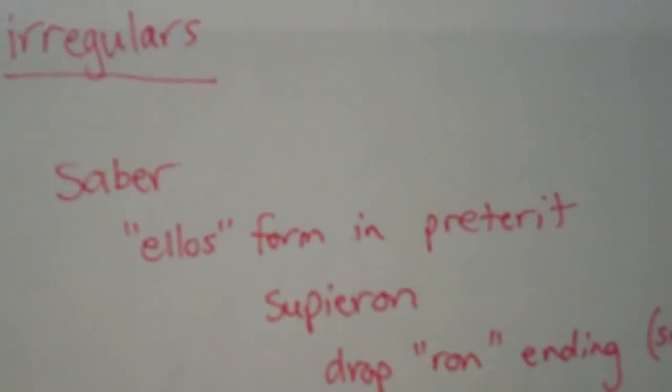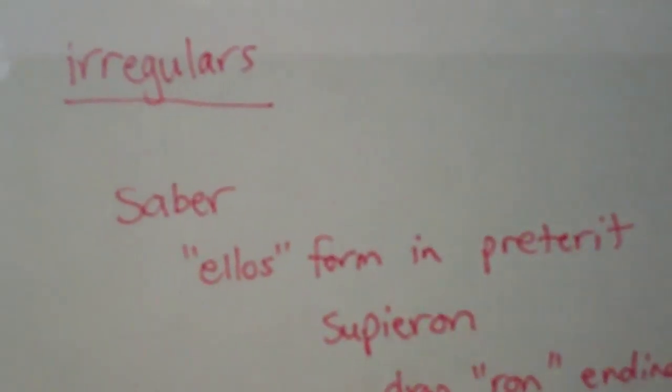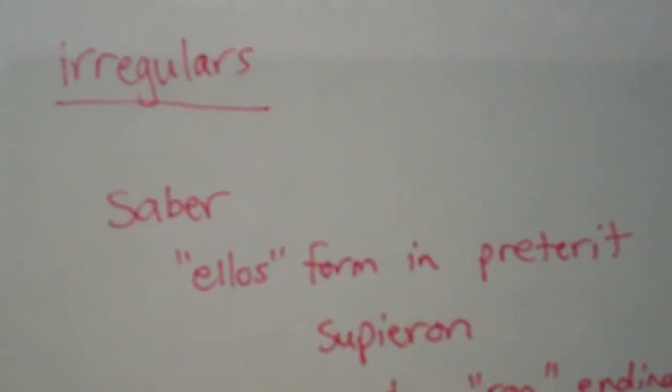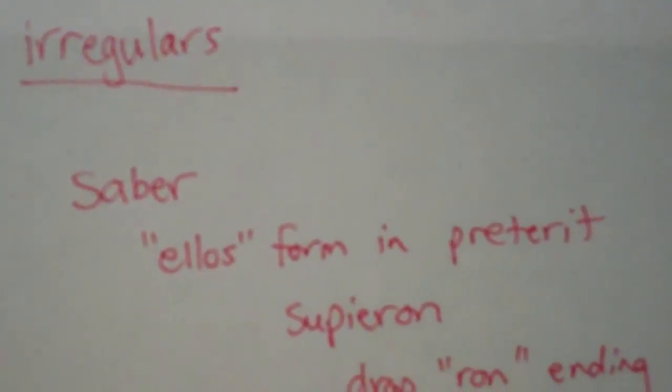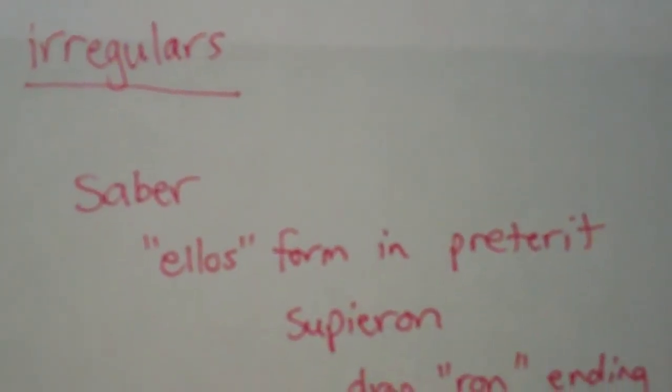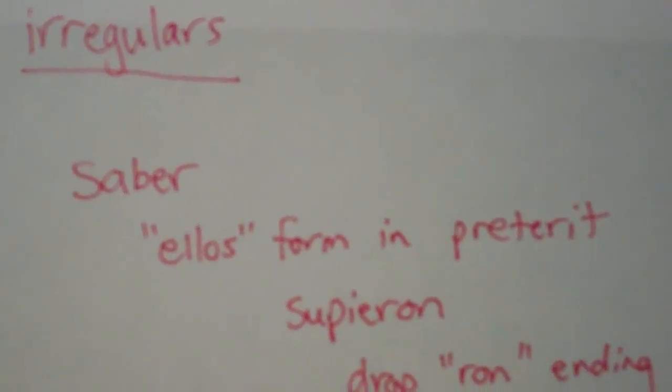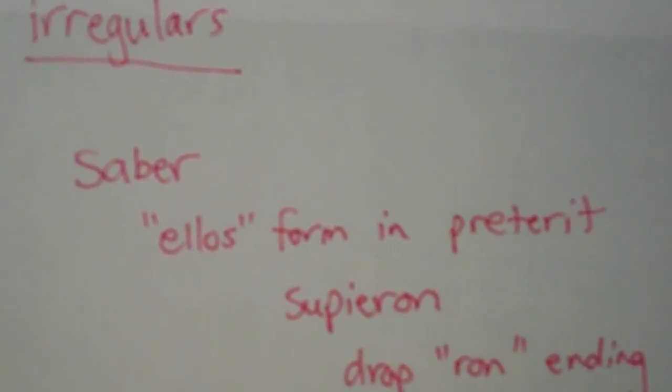In your packets, in your handouts, those white stapled sheets, it gives you lots of different irregulars, but they're all based on that same idea of going to the ellos form in the preterite, forming that ellos form, dropping the ron, and adding the imperfect subjunctive endings.